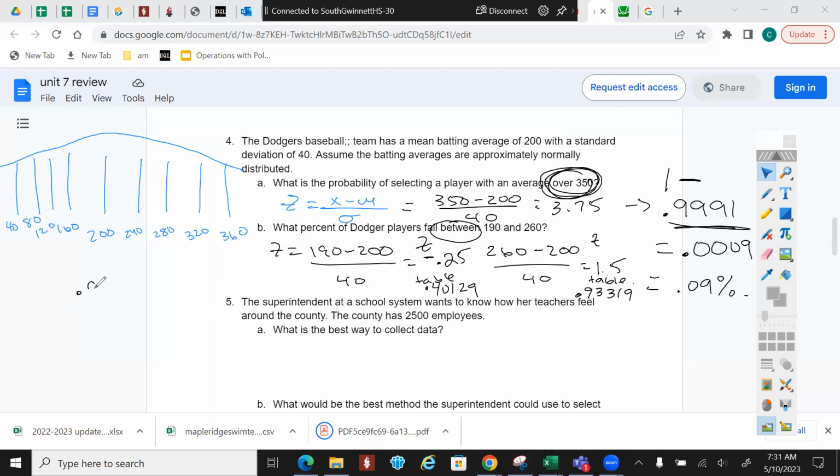So that's going to give me 0.93319 minus 0.40129, which is going to give us 0.5319, which is 53.19%.